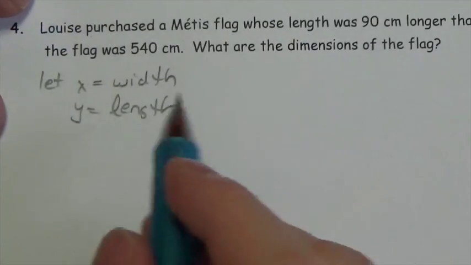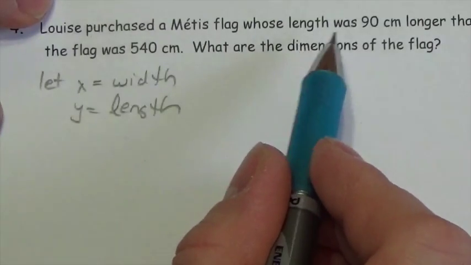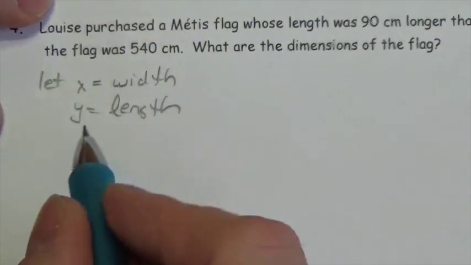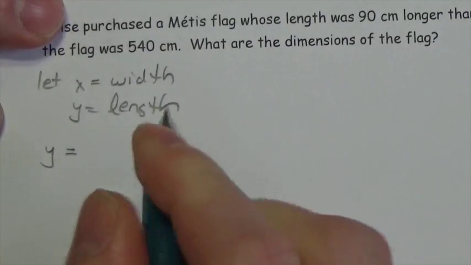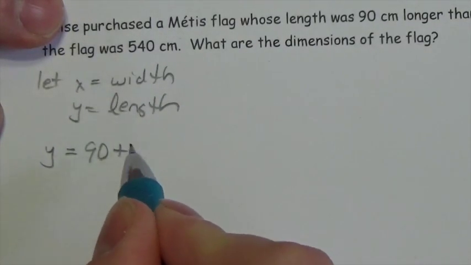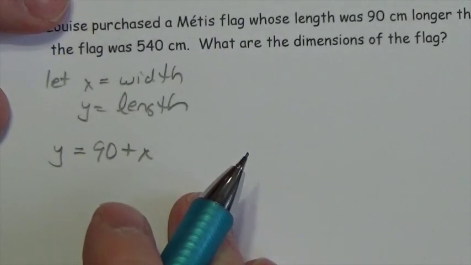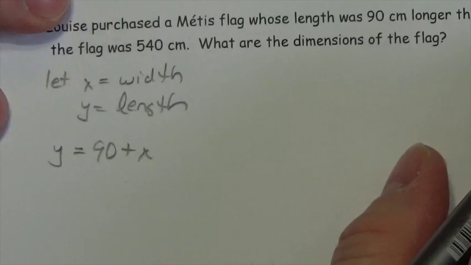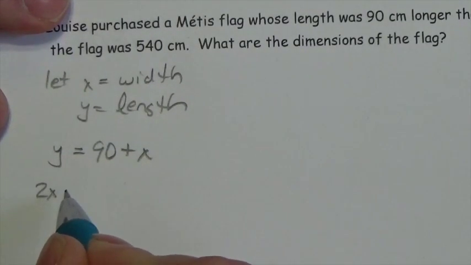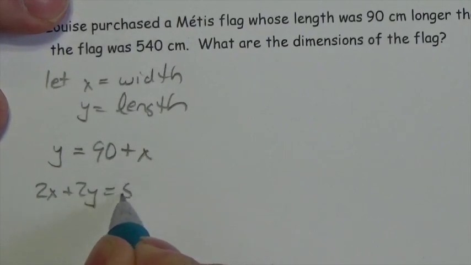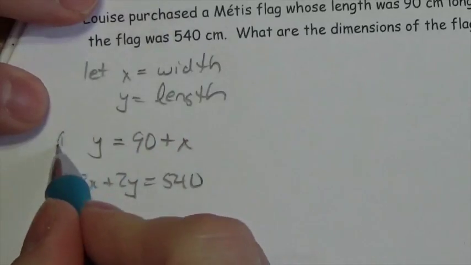Okay. Now, we know right here, it says Louise purchased a Métis flag whose length was 90 centimeters longer than its width. So think about what that's saying. The length, y, was 90 centimeters longer than its width. That's the equation. The perimeter of the flag was 540. Okay, well, perimeter is going to be 2x's plus 2y's, and that's going to equal 540. Okay, so here's equation 1, here's equation 2.